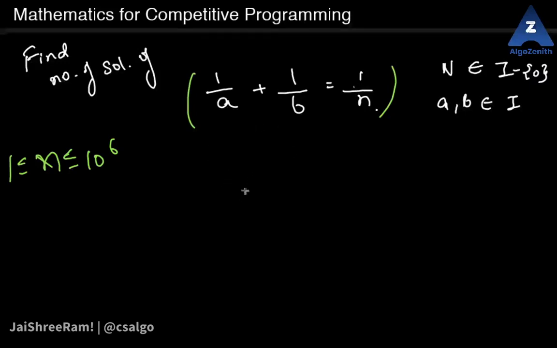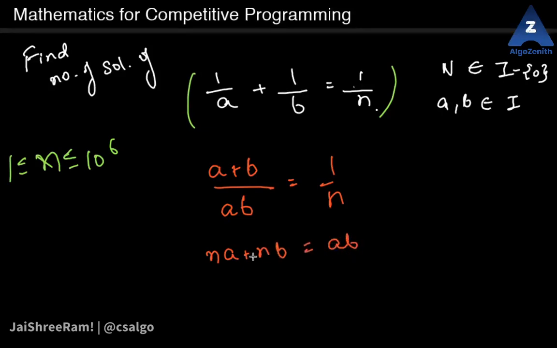We will take the denominator as common and we'll have a plus b in the numerator and a into b in the denominator, and this would be 1 into 1 by n. Let's cross multiply, so we get n a plus n b equal to a b. Let's bring both of these to the right hand side. So we have ab minus na minus nb equal to 0.